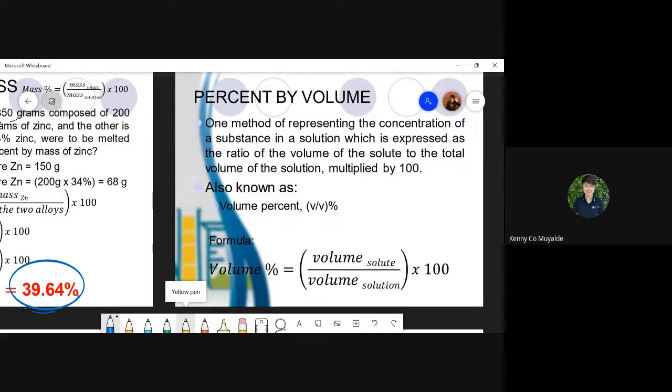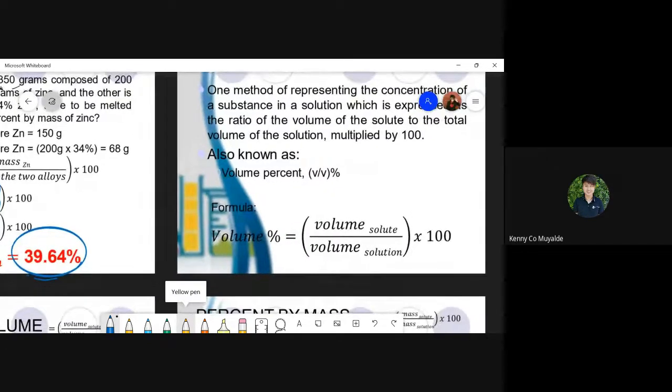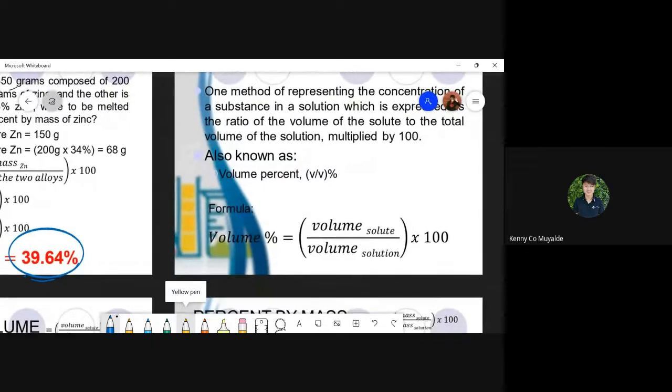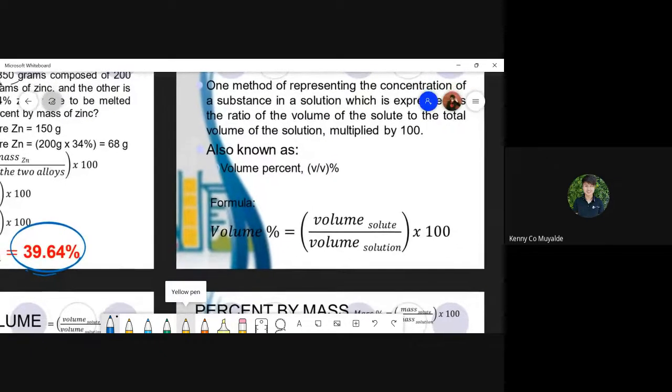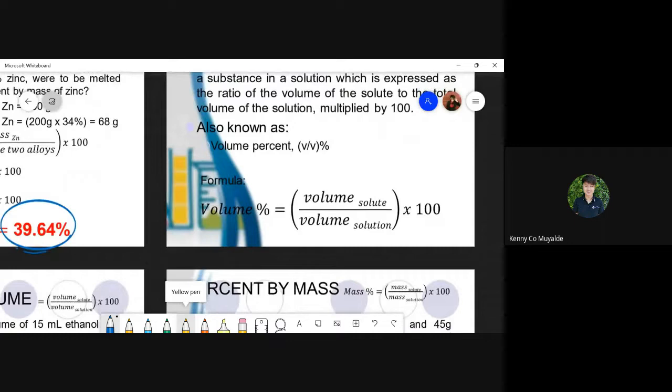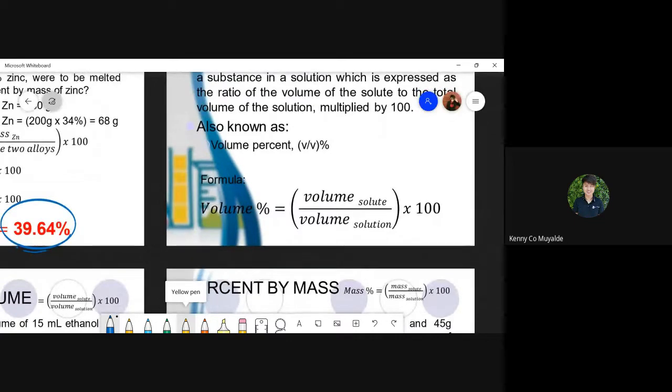So, another way to express the concentration of a solution kapag sila ay nasa liquid form is by percent by volume. So, this is the same. Volume of the solute divided by total volume of the solution times 100. So napalitan lang yung unit, instead of mass, naging volume lang.